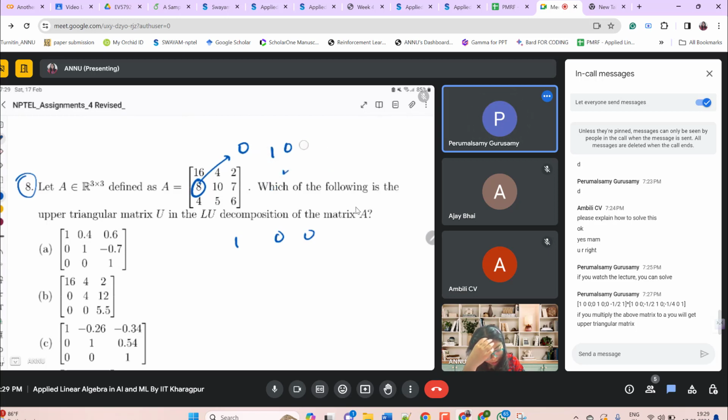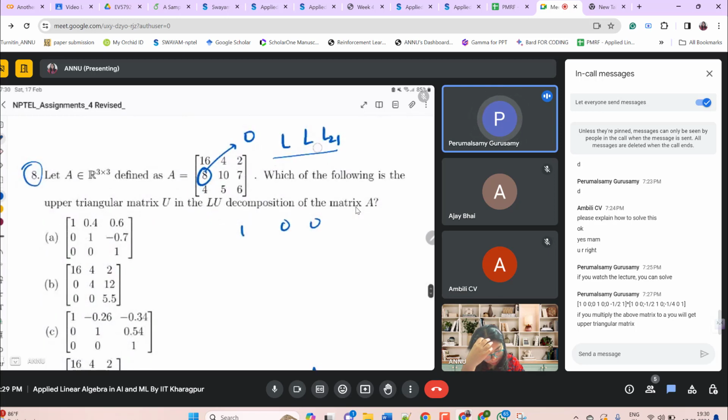So you are calculating L21, then L22, L31, like that, right? L21, L31, and L32. No, only 3 elements. L21, L31, L32. That's all. Only these 3 elements you have to eliminate, then the triangle will automatically come up. Okay, that is the procedure.